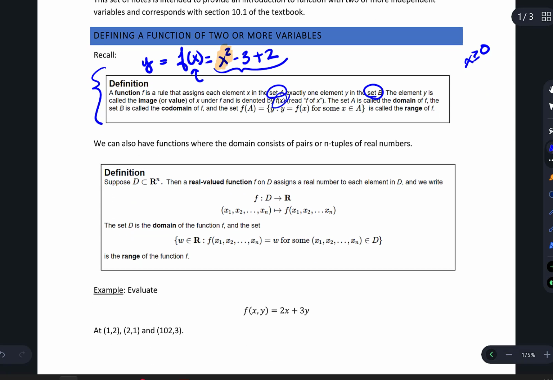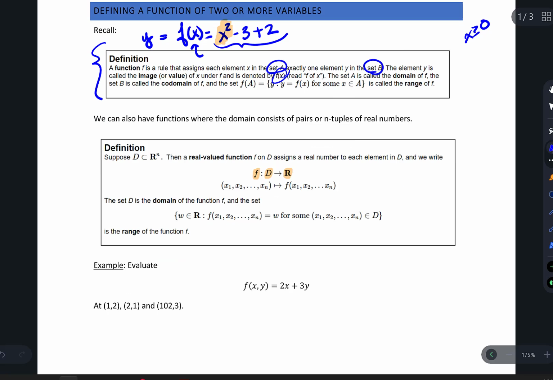We can also have functions where the domain consists of pairs or n-tuples of real numbers, and then they still map to a single number. So when we look at examples like this, what we say is that f maps the domain to the real numbers. And this notation is very similar to what we have up above. But before we get lost in the notation, I think it's easier just to see a couple examples of what functions like this look like.